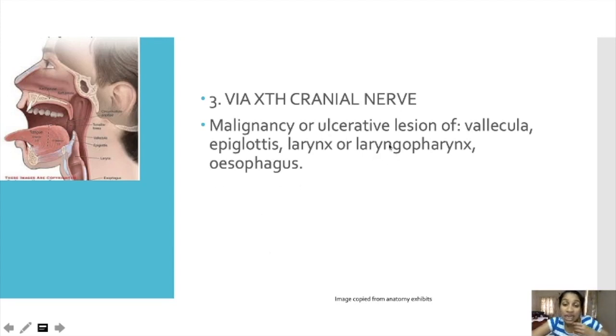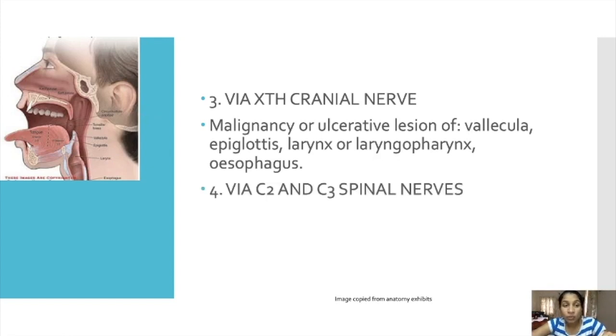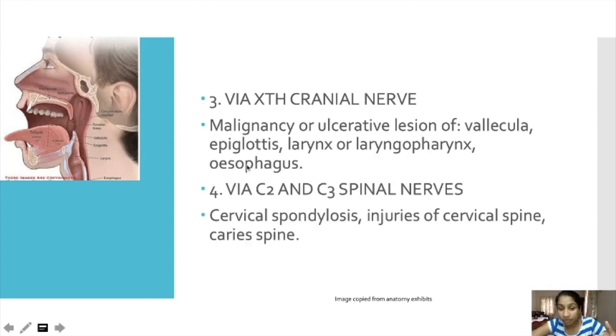So malignancy or any ulcerative lesions in these structures, the valleculae, epiglottis, pharynx or esophageal area, will also cause referred pain towards the ear. Via C1 and C2 spinal nerves, there will be pain if there is cervical spondylosis, injury of the cervical spine or caries spine. Caries spine is like dental caries: a small portion of deterioration, disintegrating into small pieces in the spine. So these can also cause referred pain towards the ear.